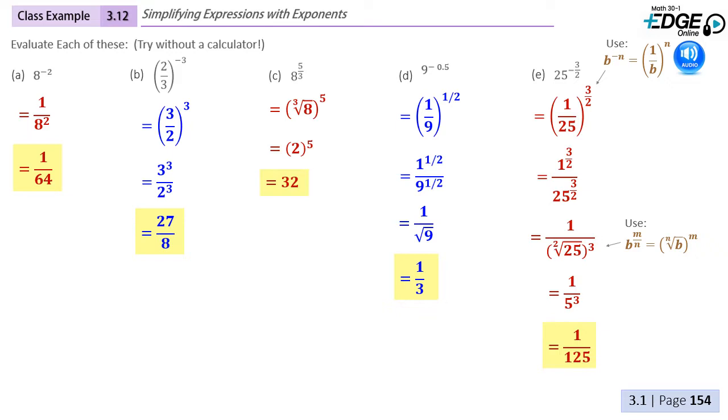And in the denominator, we write this as the square root of 25 cubed. We know that the square root of 25 is 5, and 5 cubed is 125. So our answer is 1/125.